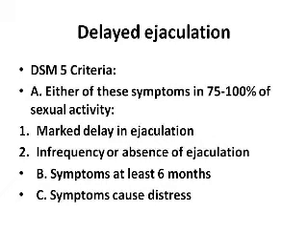The DSM-5 criteria gives us some guidelines about how to diagnose this. First of all, in order to diagnose this, you need to have either of these symptoms in 75 to 100% of sexual activity. First, there is a marked delay in ejaculation. We covered this in the previous lecture. Remember that during penetration, that's the plateau stage of the sexual cycle.